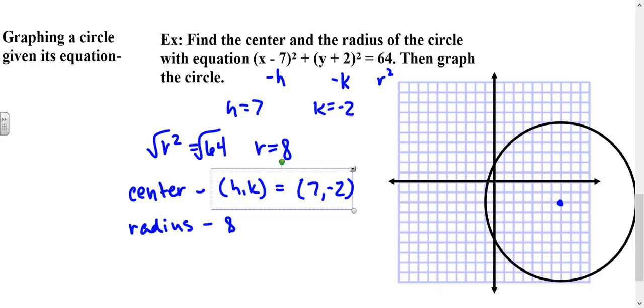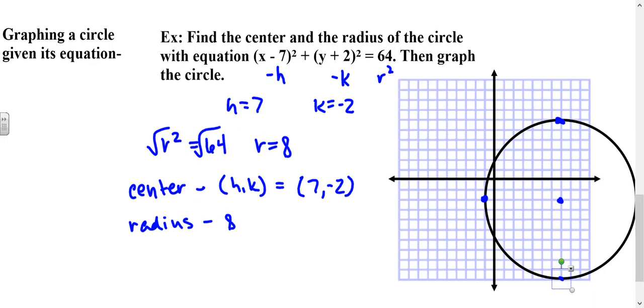So if my center is 7, negative 2, and I go up 8 spaces, 1, 2, 3, 4, 5, 6, 7, 8. That would make that point. And then I go 8 spaces this way. 1, 2, 3, 4, 5, 6, 7, 8. And I go 8 spaces down. And then I would go 8 spaces to the right. And then you can go ahead and draw your circle around those 4 points.